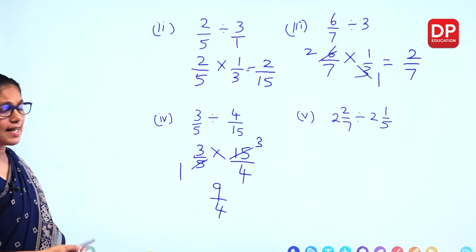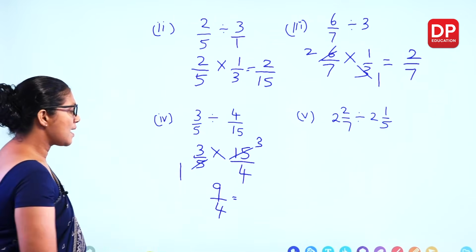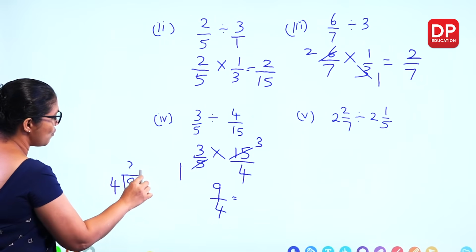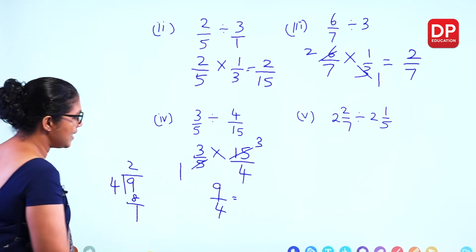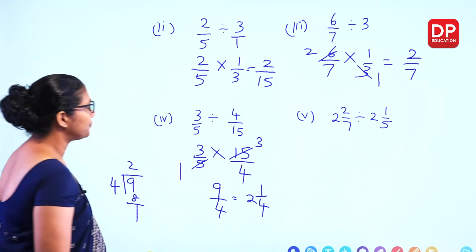What is this? This is an improper fraction. So you can convert it to a mixed number by dividing this by 4. 4 times 2, 8. 1 remaining. You can write 2 and 1 over 4.